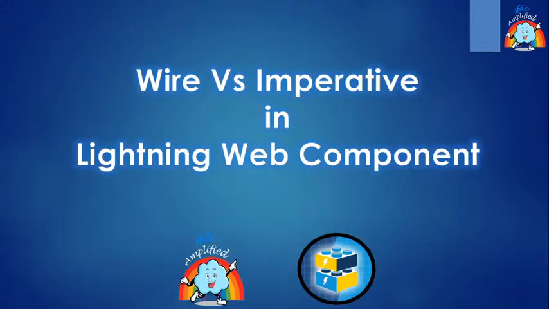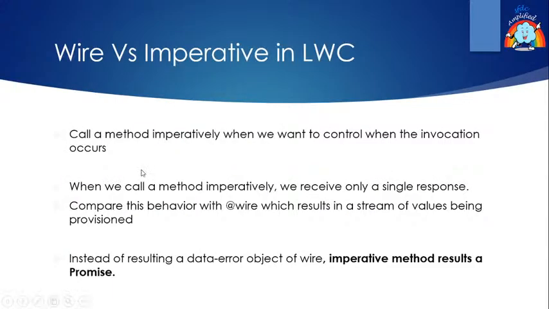Now, to understand, we say that there are two ways, but we need to understand what is the difference between wire versus imperative and when to use what. Basically, whenever we want to have control in the invocation, then we use imperative. That is, on a click of a button, do something. So when we want to have the control, we are using imperative. When we are using imperative, that is on a click of a button, and there's some more examples which I will show, we get a single response.